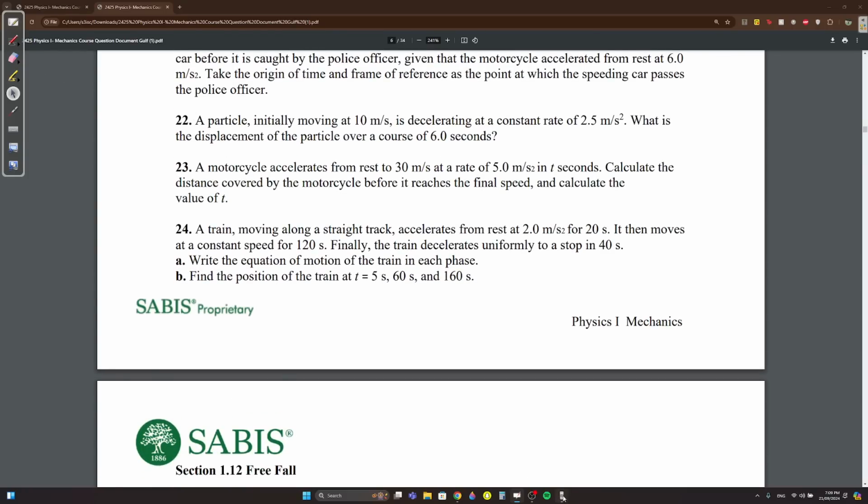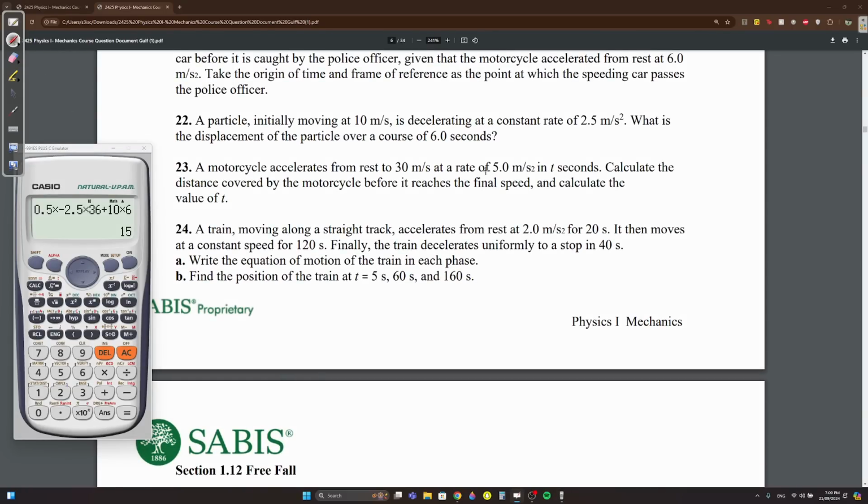A motorcycle accelerates from rest to 30 meters per second at a rate of 5 meters per second squared in t seconds. Calculate the distance covered by the motorcycle before it reaches the final speed and calculate the value of t. Here, what most people will do is they'll find the time and then they'll find the distance. And I don't want that, guys.